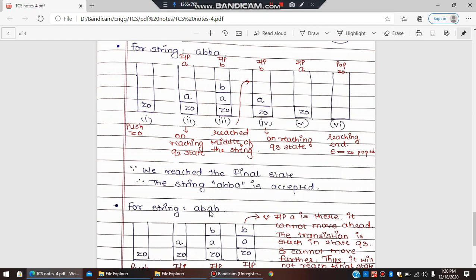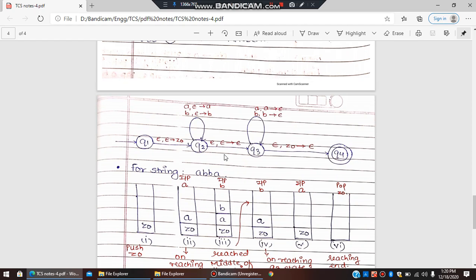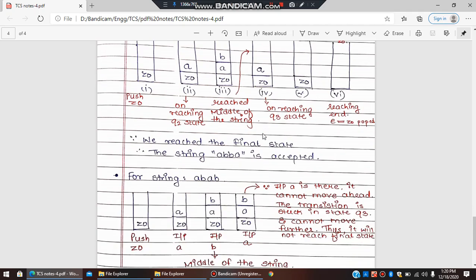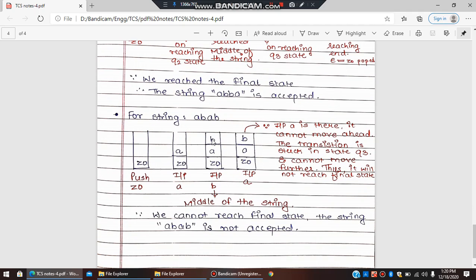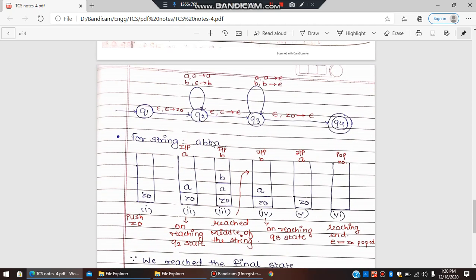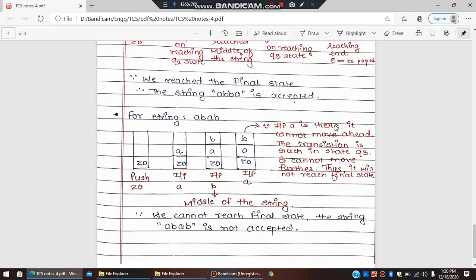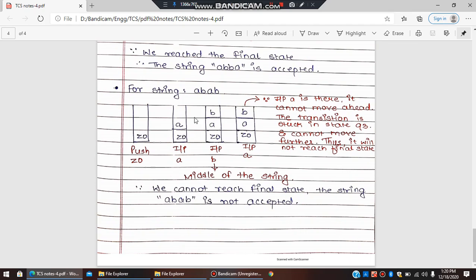Now it says on input A. So after reaching middle, it says input A. पर A नहीं है, A को pop नहीं कर सकते क्योंकि top of the stack पे B है. So it means that because the top element is different and the input element is different, nothing can be popped. तो ये string जो है वो यही state में अटक जाएगा. It cannot move further. It will be stuck in this state only. And because it cannot move further, it will never reach final state, and because it is never reaching final state, we'll say that the string is not accepted by the given PDA.